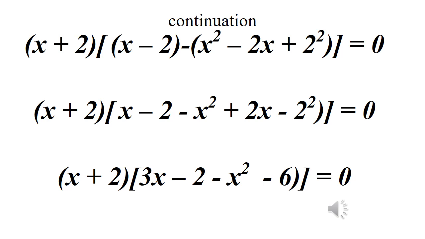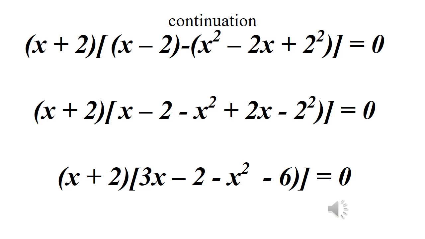So we join the x minus 2, x squared minus 2x plus 2x squared into a bigger bracket or parenthesis, because the x plus 2 there, we have it on both sides, so we just take one of them. So we have x plus 2, then x minus 2 minus x squared, minus times minus there, plus 2x, minus times plus minus 2 square equals 0.